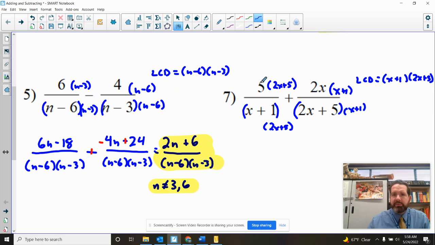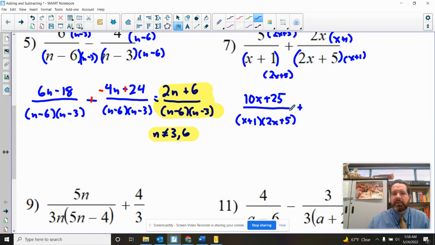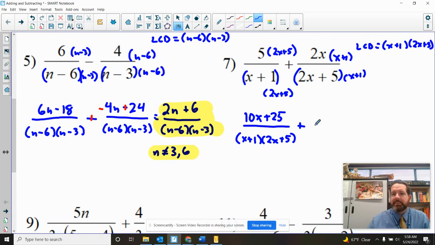Okay, let's distribute. So 5 times 2x, 5 times 5. And then down below, the x plus 1, 2x plus 5. Now for the second one, I think I went a little too far. So 2x times x would be 2x squared. 2x times 1 is 2x, all over this common denominator.